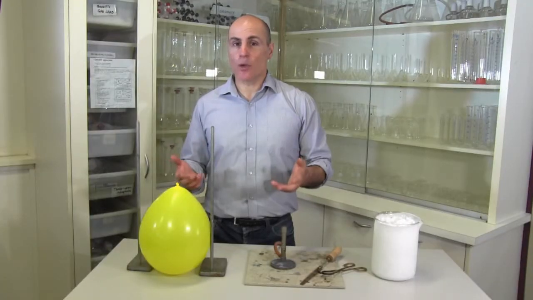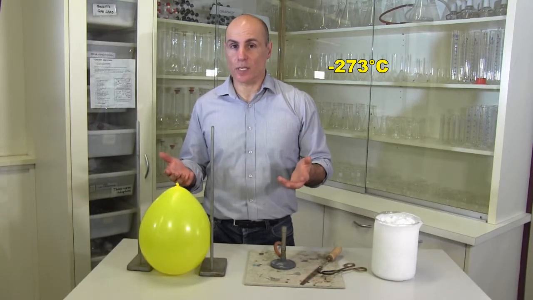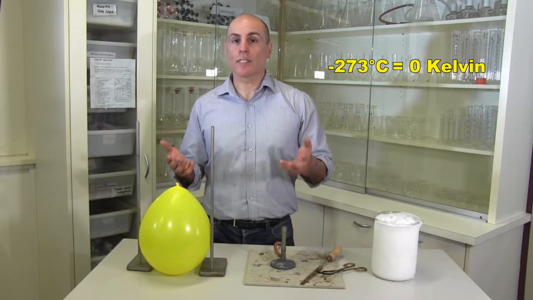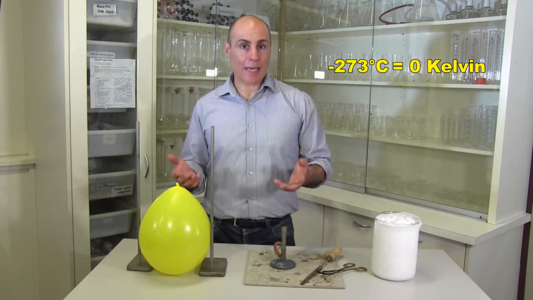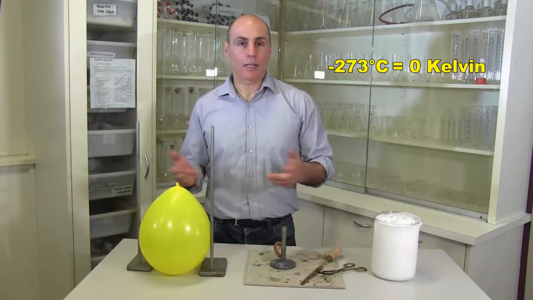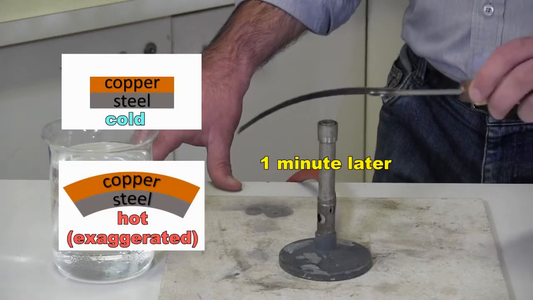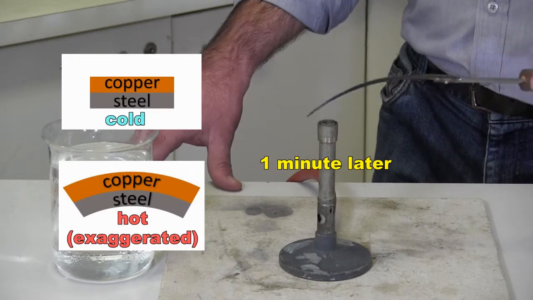So how do we know that nothing can get colder than minus 273 degrees Celsius, or what is called 0 Kelvin? And how exactly is the Kelvin scale better than any other temperature scale? Let's take a look.